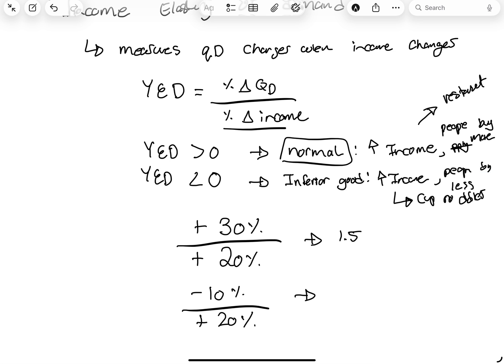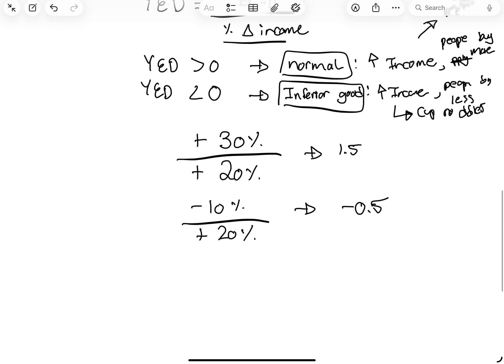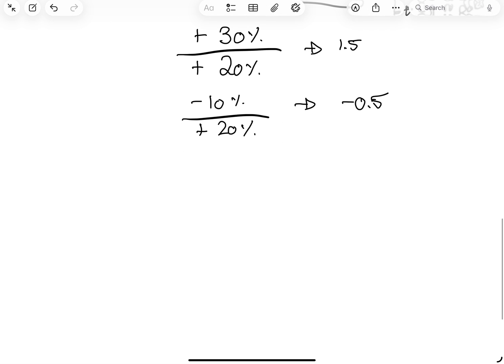That means your number is going to be negative 0.5, and that means cup noodles, in this case, would be considered an inferior good. So that's kind of how you can work through an income elasticity example in a more condensed sense. The other elasticity I want you to be aware of is cross-price elasticity.